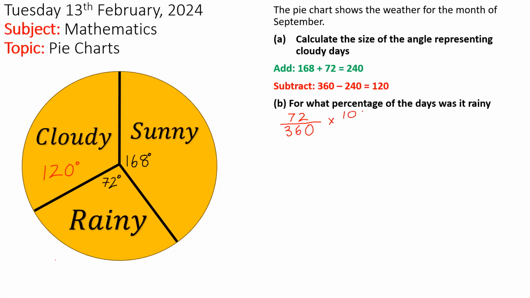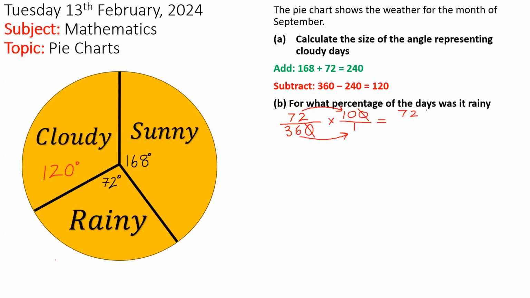So that's going to be 100 over 1 because we want the percentage, right? Now the next question is, can we cancel anything? Is there anything we can cancel? Yes, we can. So we cancel this 0 with that 0. And so we have what? 72 multiplied by 10 and 36 multiplied by 1.